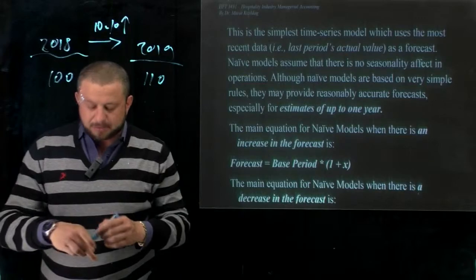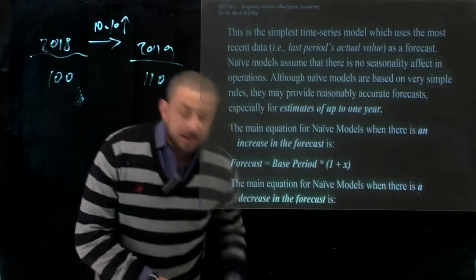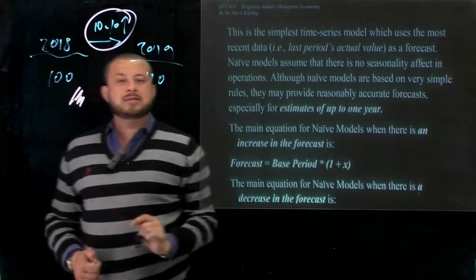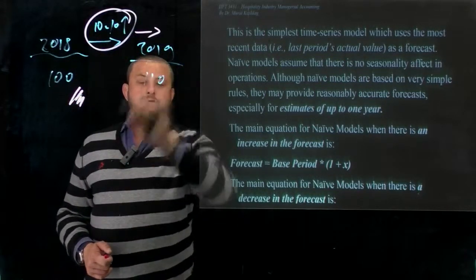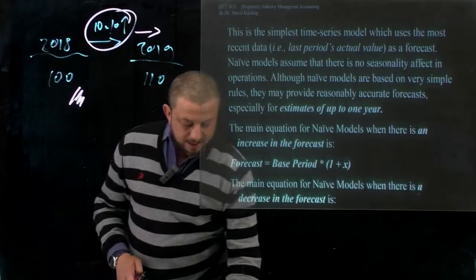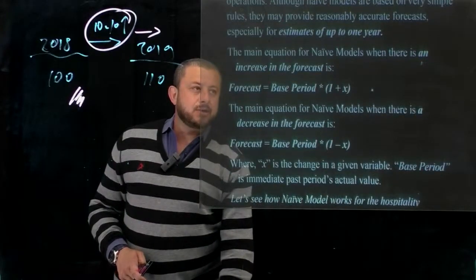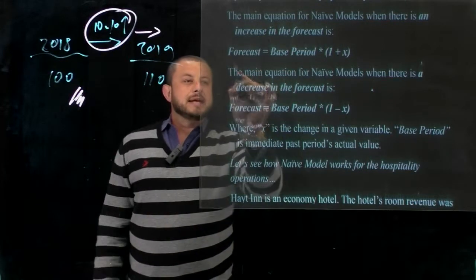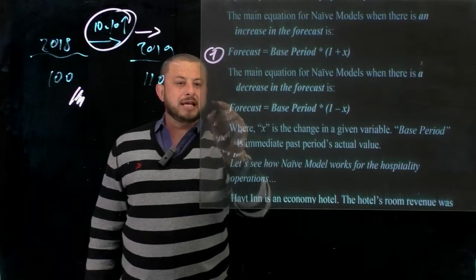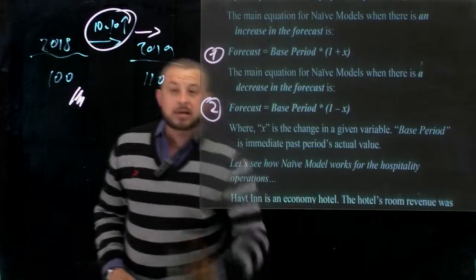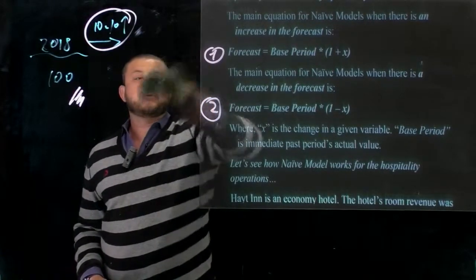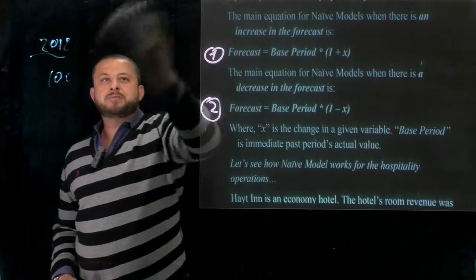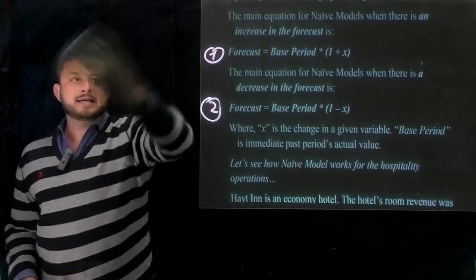I will define them in a second. Let me just change my marker. Naive models deal with the base period and the forecasting assumption, which is 10% in this case, to come up with the forecast for 2019. Therefore, take a look at the main equation. You will see what I'm talking about. There are two different forecasting equations for the naive models, but still, they include the base period and the forecasting assumption.